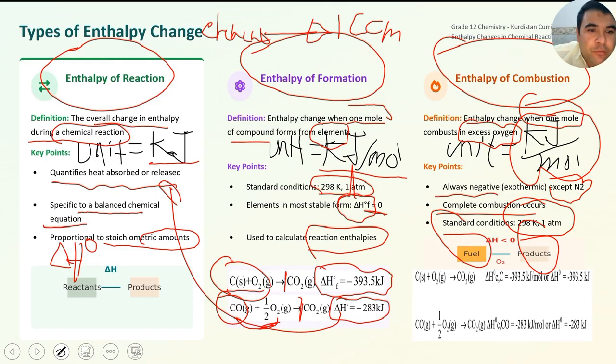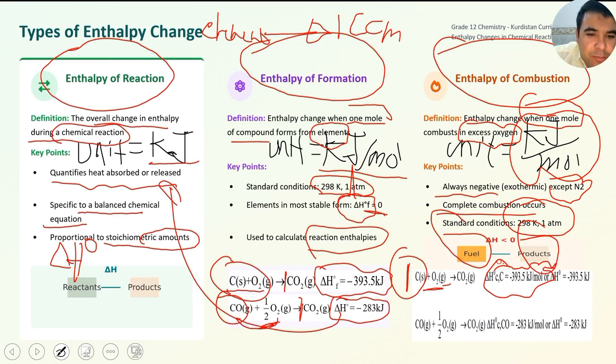Guys, let us provide examples. 1 mole of carbon reacts with oxygen, so that's the delta HC of the carbon, equal to this amount. Why do we call it delta HC? Delta HC refers to the enthalpy of combustion at the standard states. Why? Because 1 mole of the carbon combusts with the oxygen.